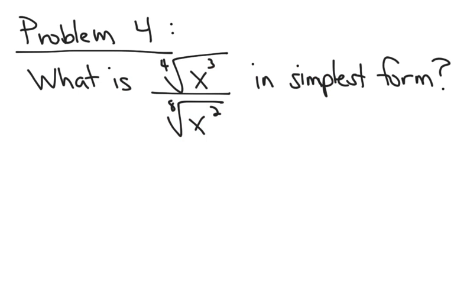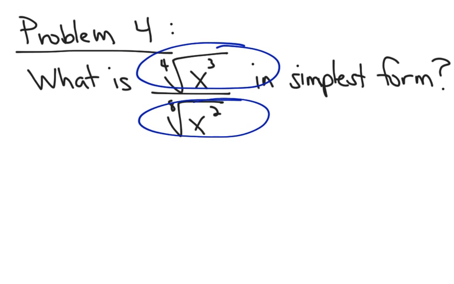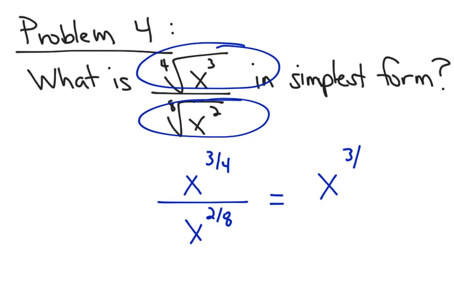Now let's do a problem that we weren't able to do before because we didn't know about rational exponents. I'm going to write the 4th root of x cubed over the 8th root of x squared in simplest form. So to start this problem off, we're going to write the numerator and denominator in exponential form. So the numerator is x to the 3/4, and the denominator is x to the 2/8. Well, 2/8, that's just 1/4.